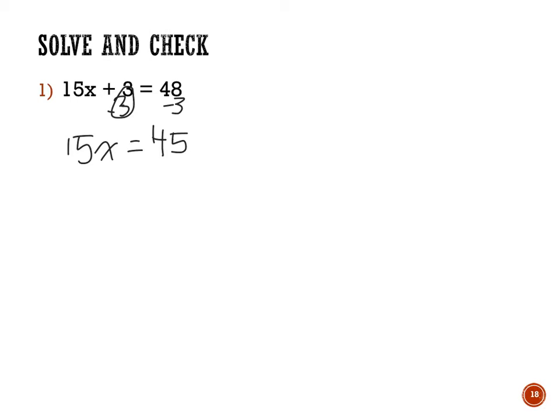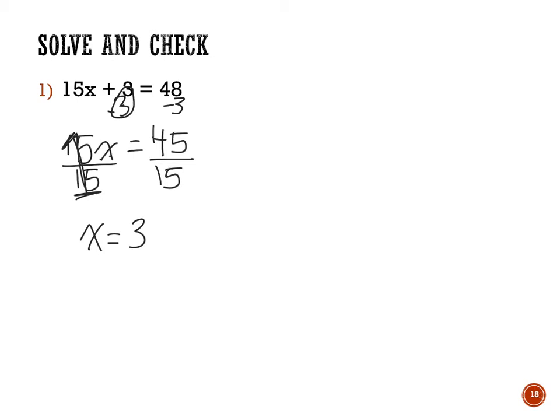My next step is I want to get x by itself, so I'm going to divide both sides by 15. 15 divided by 15 is 1. You do not want to make this a 0 because 0 times x will give you 0. Divided by 15. 45 divided by 15 equals 3.